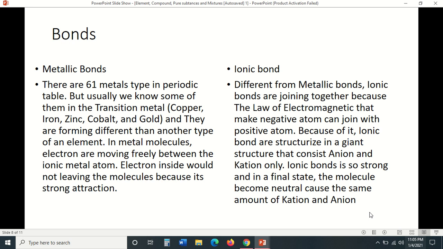So because a cation and anion are bonding together with another cation and anion, it will become much stronger.